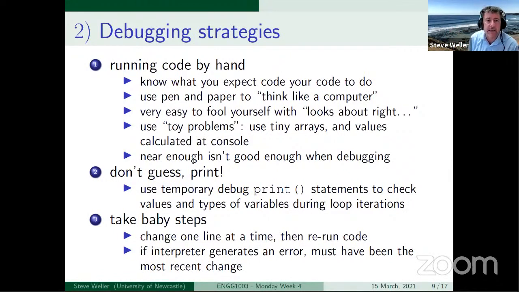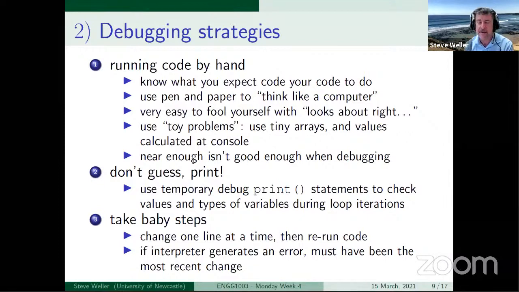The second strategy that I found useful is: don't guess at the value of a variable. Print it out. If you've got a loop, if you think you know the values of the variables in an array, the elements of an array when you're working in a loop, don't guess them, print them out.